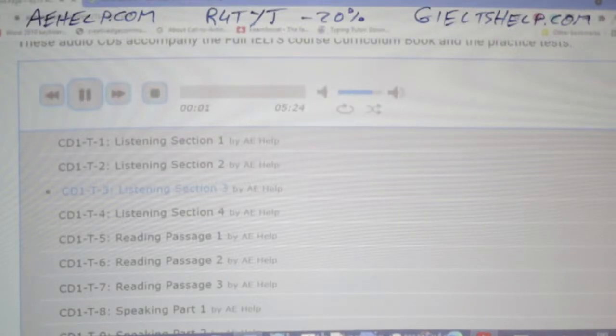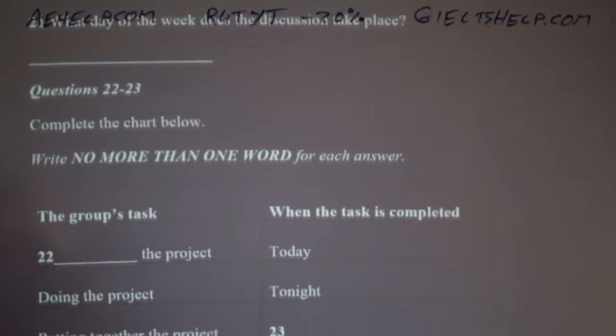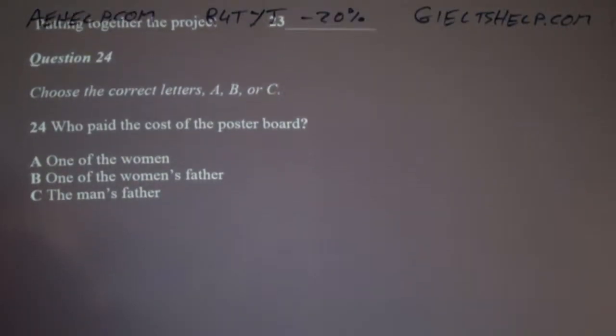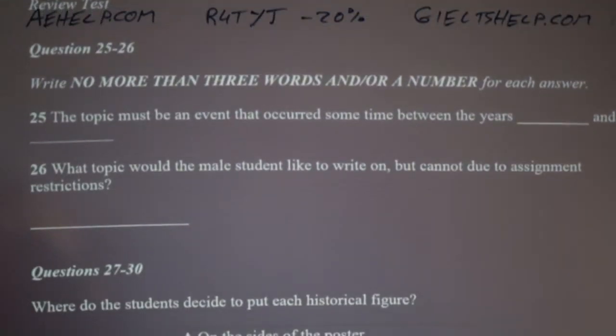Now turn to section 3. Take some time to look at questions 21 to 26. Listening section 3. You will hear 3 students organising a class project. Now listen carefully and answer questions 21 to 26.